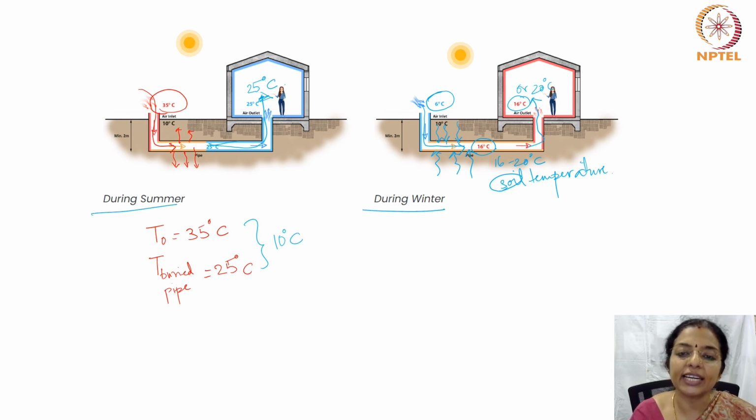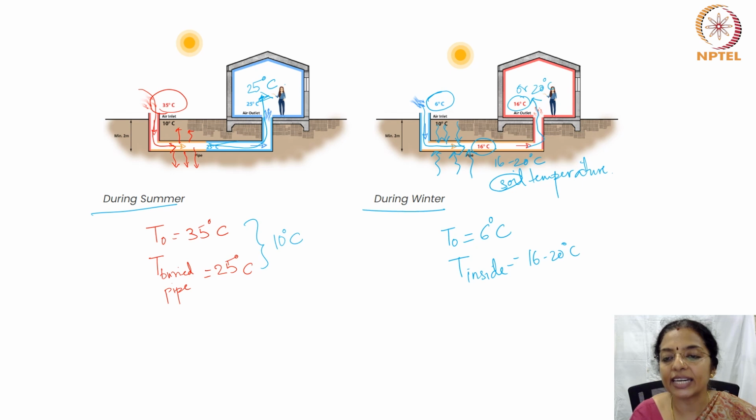So straight away, when the T outside during winter is 6 degrees centigrade and T which comes inside is about 16 to 20 degrees centigrade, you get a temperature increase of about 10 to 14 degrees centigrade straight away, without using any extra energy, electrical energy or energy from the grid.